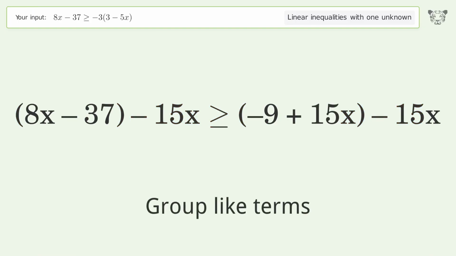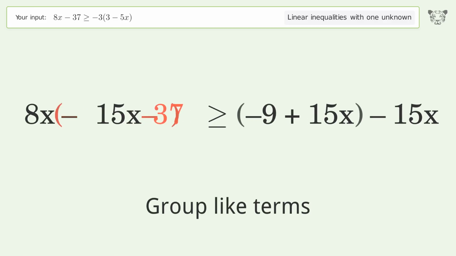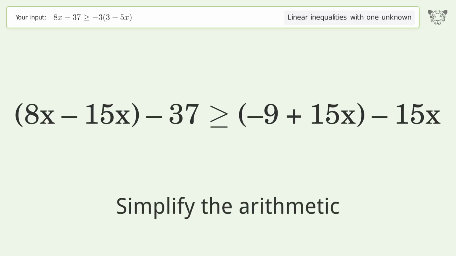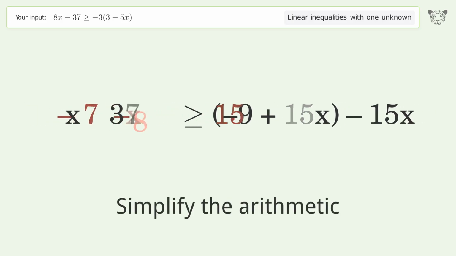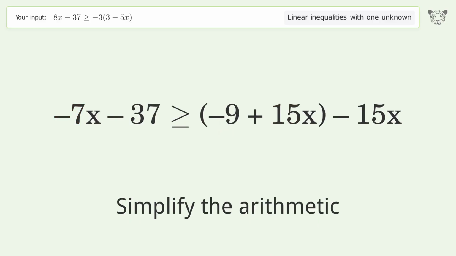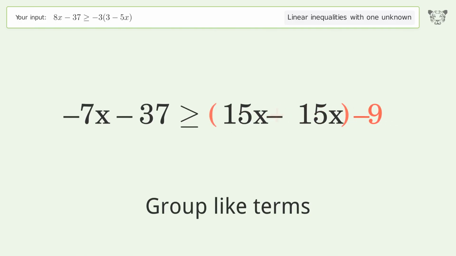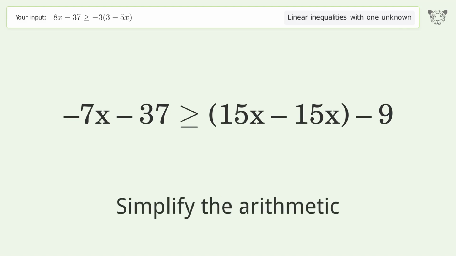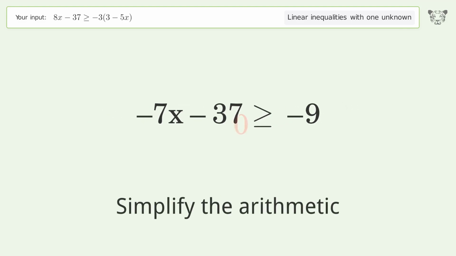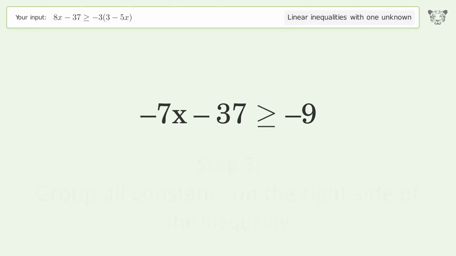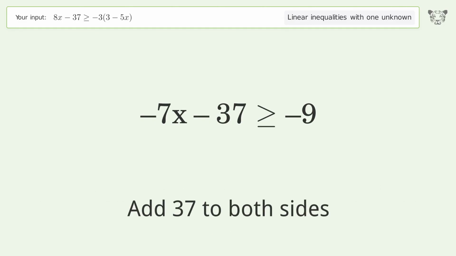Group like terms. Simplify the arithmetic. Group like terms. Simplify the arithmetic. Group all constants on the right side of the inequality. Add 37 to both sides.